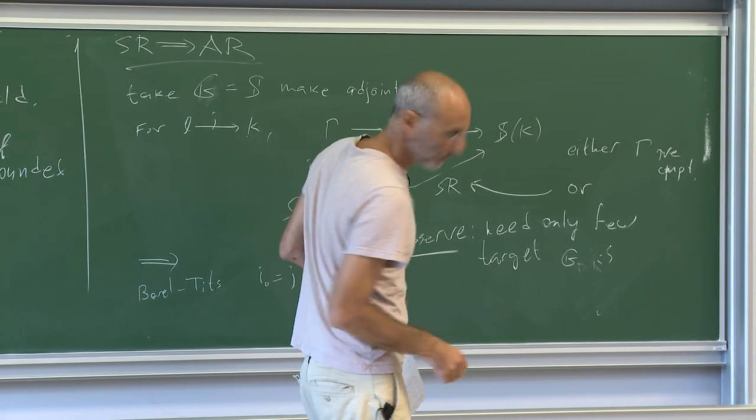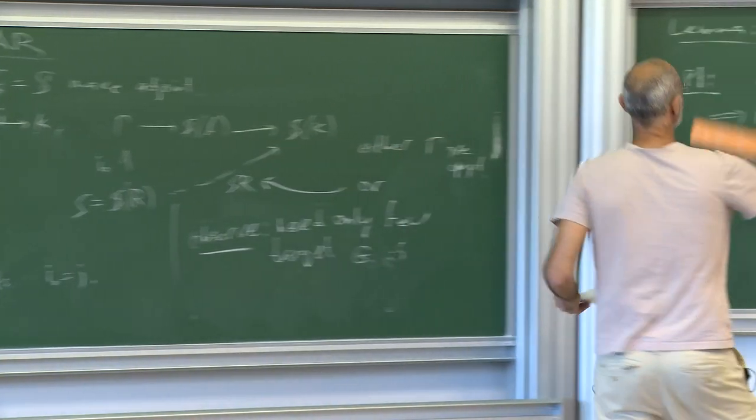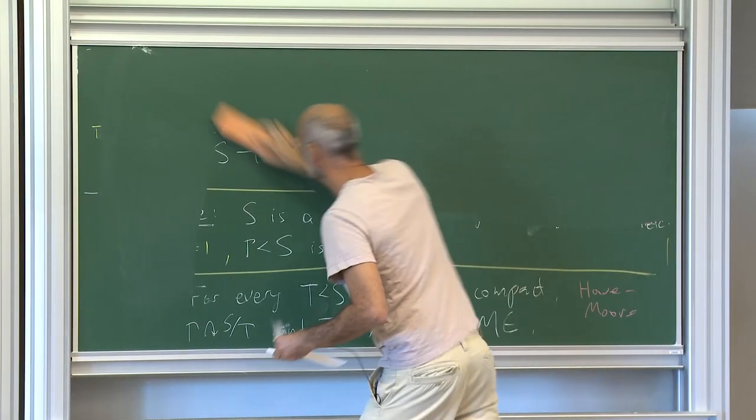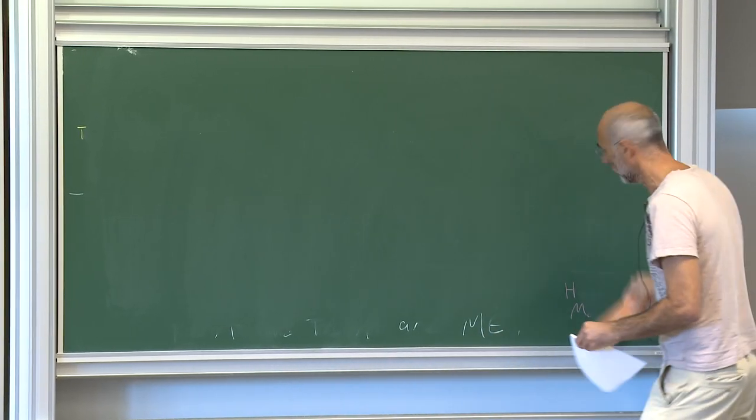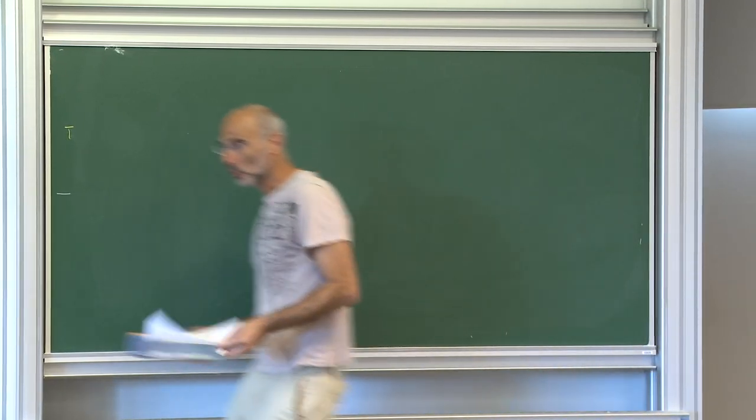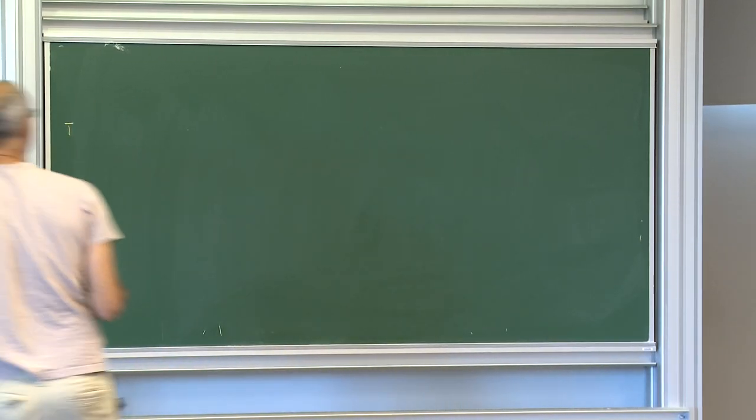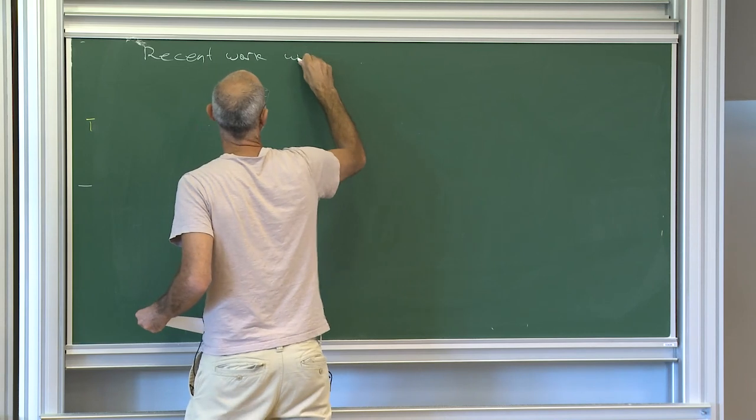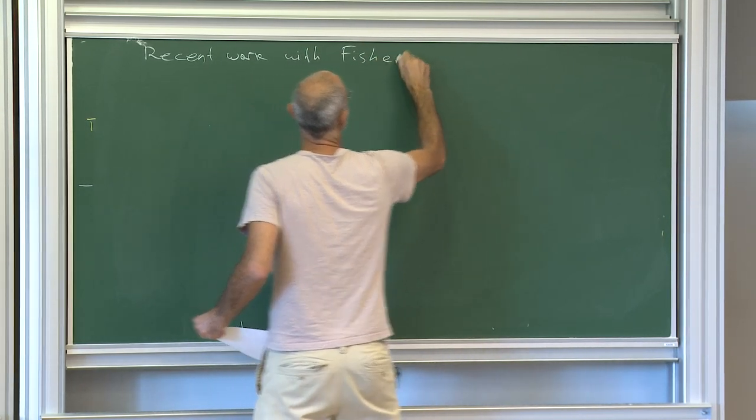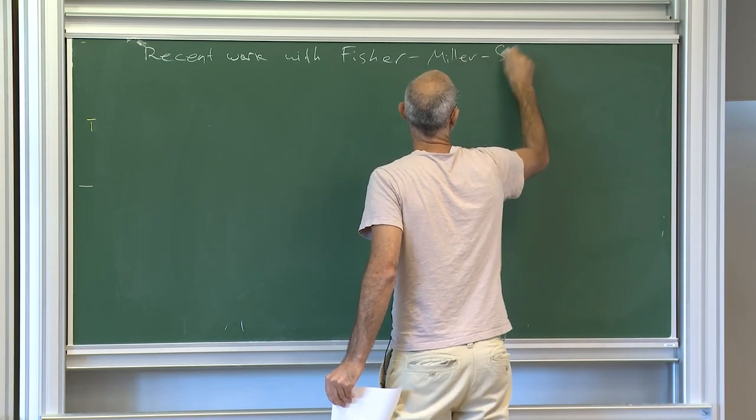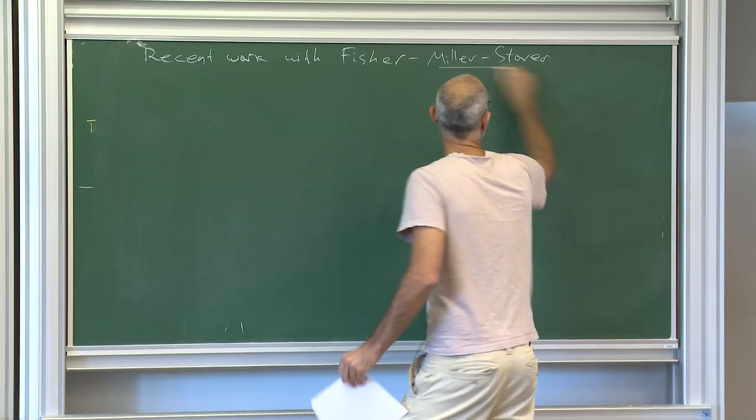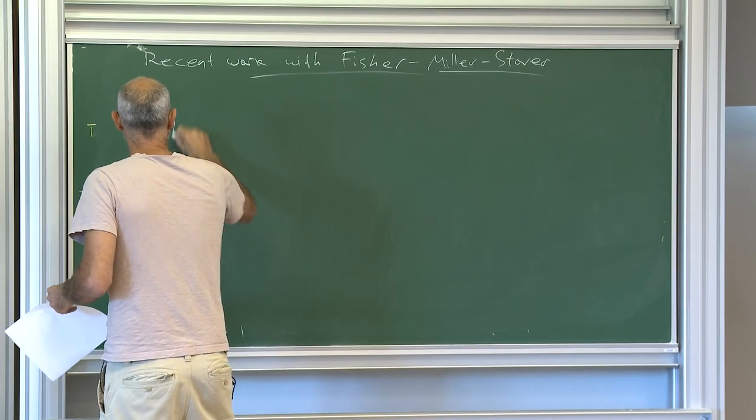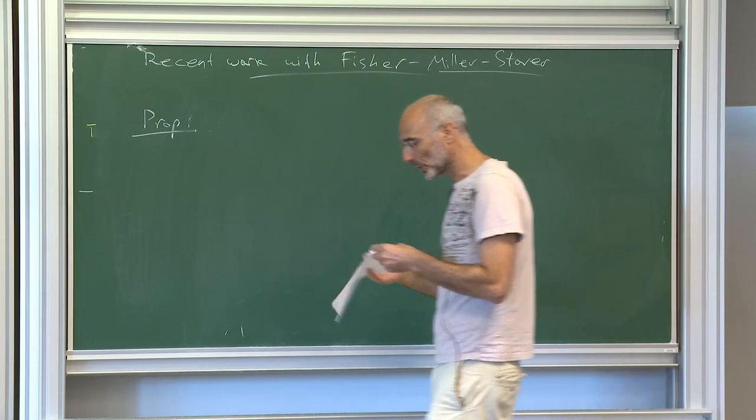So now, in the last few minutes, I just want to give you a very brief story and relate back to this condition star and compatibility, where one can prove arithmeticity. I'm talking about recent work with Fischer, Miller, and Stover. And we proved the following proposition.